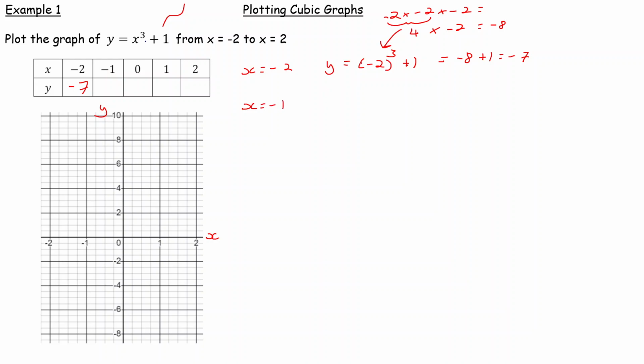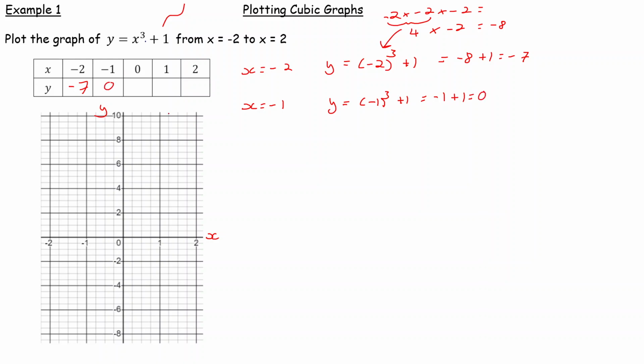X is minus 1, we put it into our y equation. So y equals x cubed plus 1. So y is equal to x cubed, where x is equal to negative 1. So minus 1 cubed plus 1. Similarly again, minus 1 cubed means minus 1 times minus 1 times minus 1, which is going to equal, well, 1 times 1 times 1 is 1, but if you're cubing a negative number, it comes out as a negative, as shown up here. So minus 1, add 1, which is equal to 0.